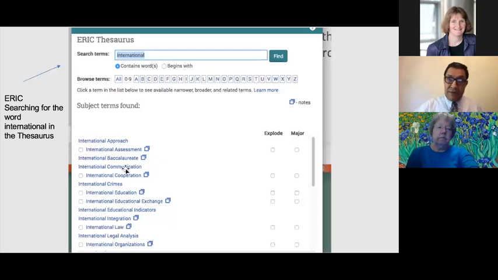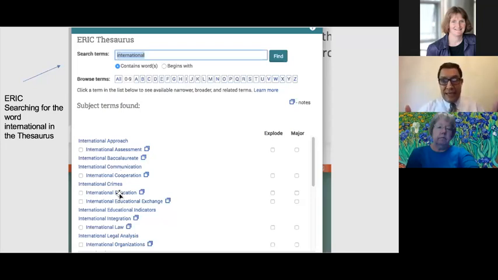As an example, I'm an education librarian. I went to ERIC. I went to the thesaurus of ERIC, our most important education database, which, by the way, indexes a lot of content related to other areas. And I typed the word international in the thesaurus. And as you can see from my screen, the results tell me that ERIC does index international educational perspectives in different areas: international assessment, international baccalaureate, international cooperation, international education, and so on.